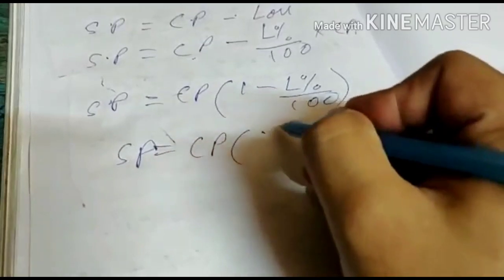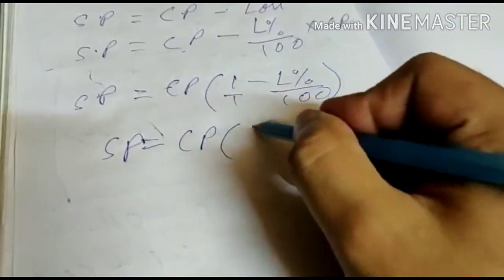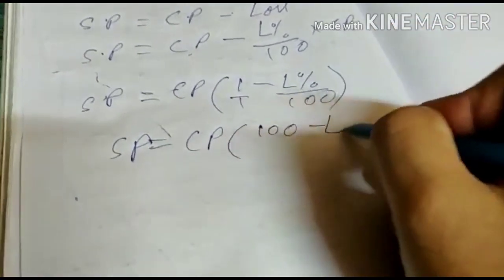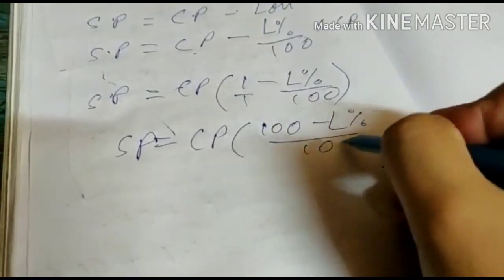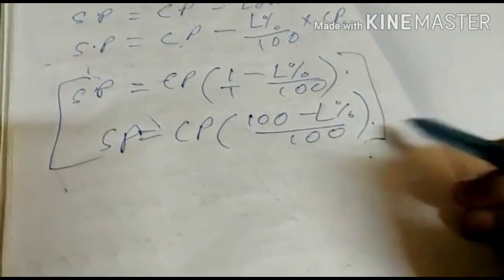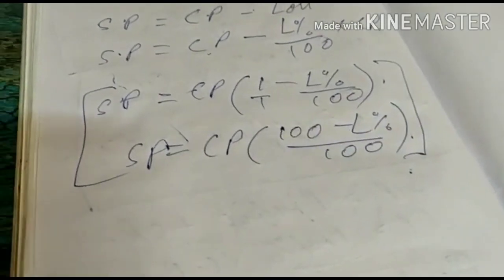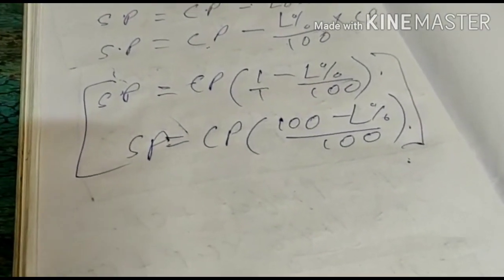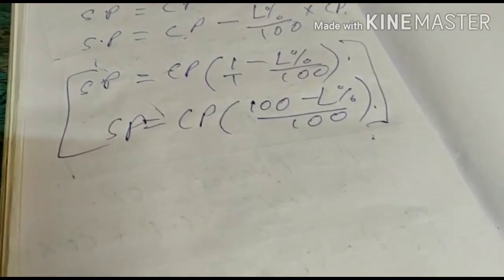So SP equals CP. If you take LCM here, it will become 100 minus loss percent upon 100. So these both can be used in any way. These both are the correct answers. Formulas, you can use these formulas directly in the question.